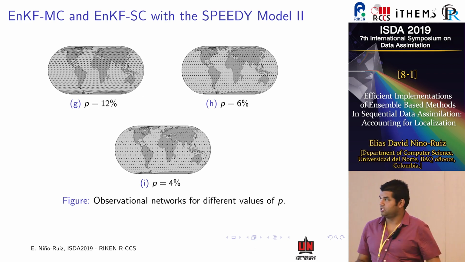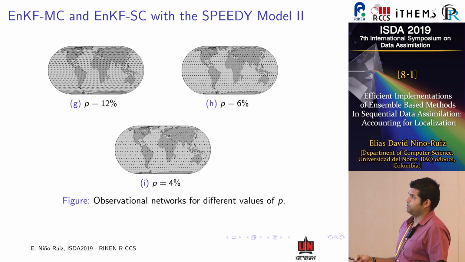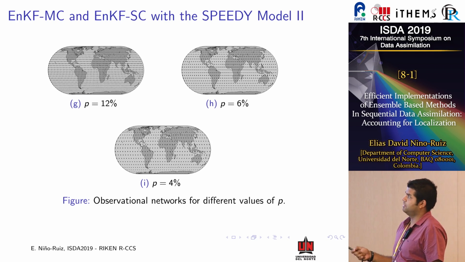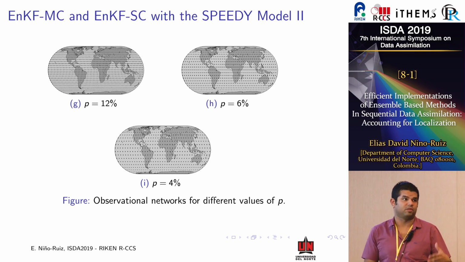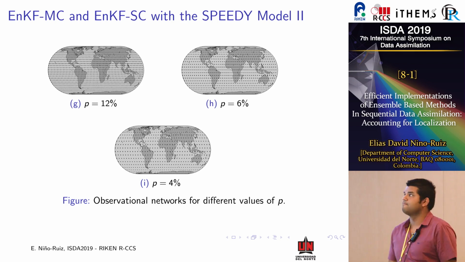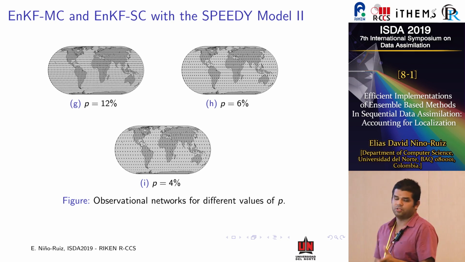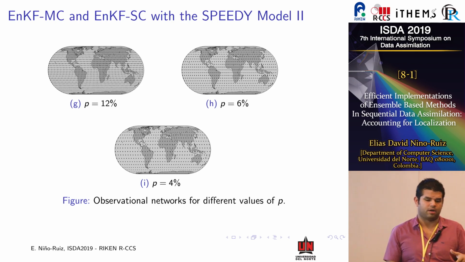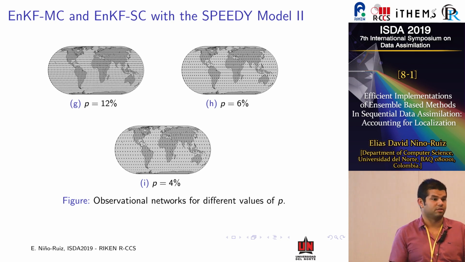Okay, so these are the three observational networks: 12%, 6%, and 4% of components observed from the model state. The results I'm going to show are for radius of influence equal to 1 and 2.